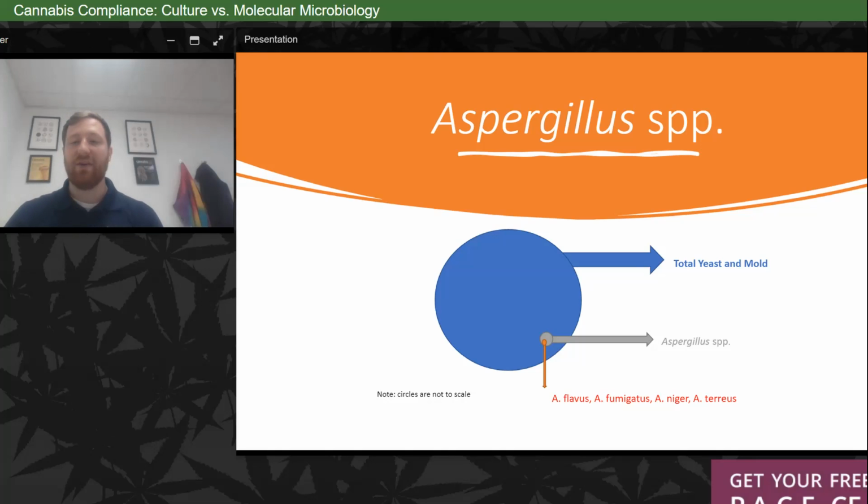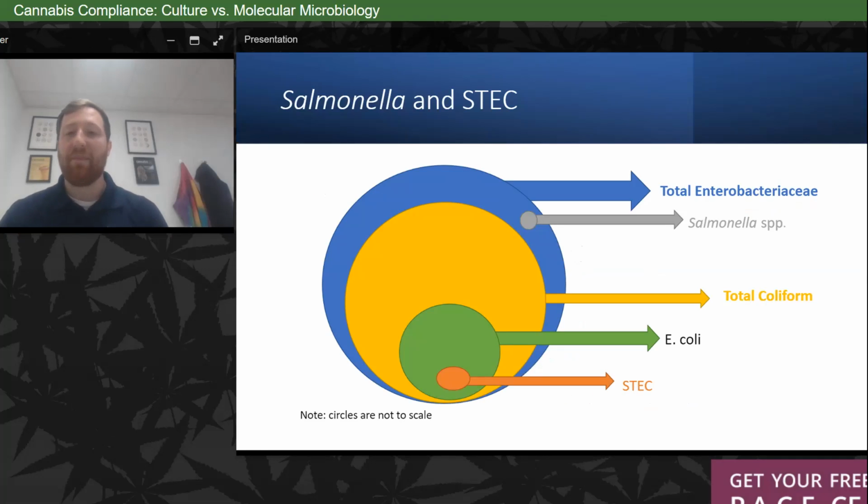Going into bacterial, this is Salmonella and STEC. Again, what I stated before is STEC stands for Shiga toxin-producing E. coli strains. This is where things begin to get a little more layered. The first being Enterobacteriaceae, the largest organism group that we're testing for here. That encompasses Salmonella. As we go into the smaller circles, we have total coliform, which would be anything that is generalized as a coliform.